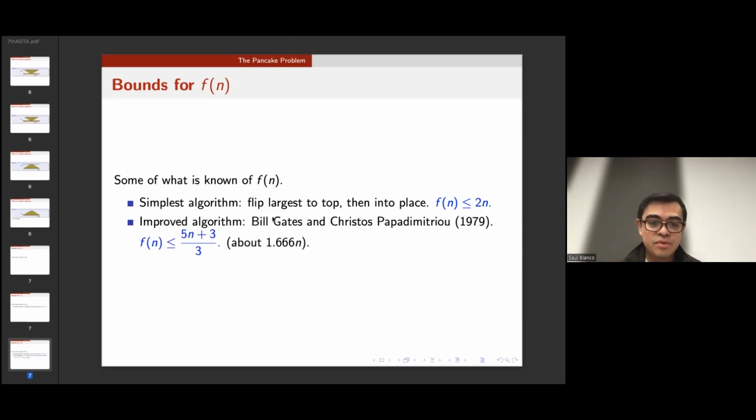And then the first non-trivial bound that showed up was in 1979, and this is Bill Gates from Microsoft and Christos Papadimitriou, who's a very famous computer scientist. Their bound was (5n+3)/3, which is about 1.666n. As you see, there's an improvement from 2n to 1.666n. So it's a pretty nice improvement.